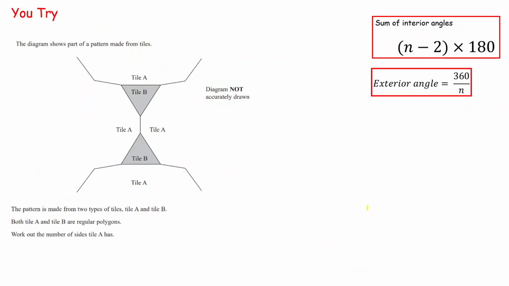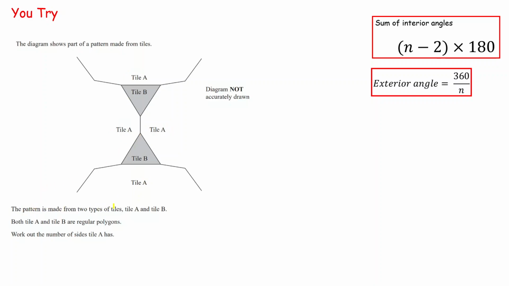So now you can pause the video. This one is maybe a bit more tricky, but it's an exam question. You can pause the video, give that one a go, and fast forward to the end to see the answer, or you can work through it with me as you need to. The question says the diagram shows a pattern made from tiles. So you've got tile A, tile A, tile A and tile A again, with tile B going there.